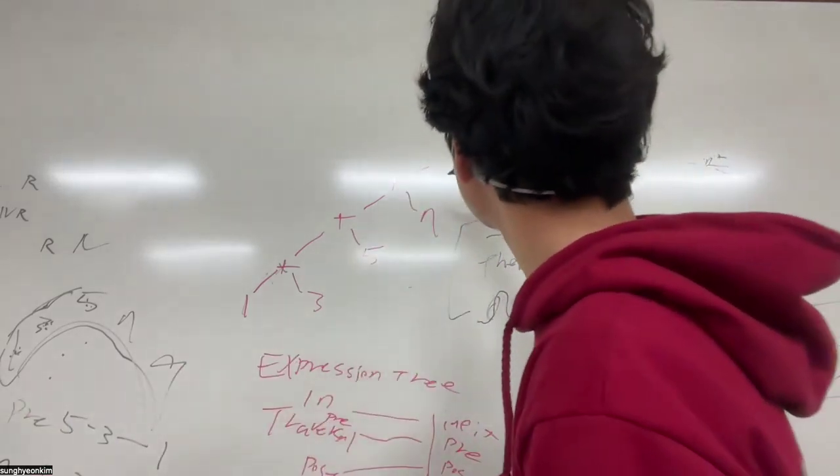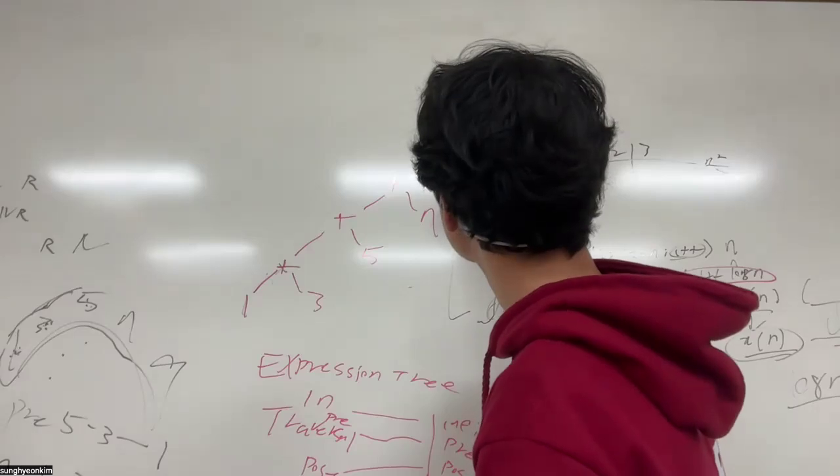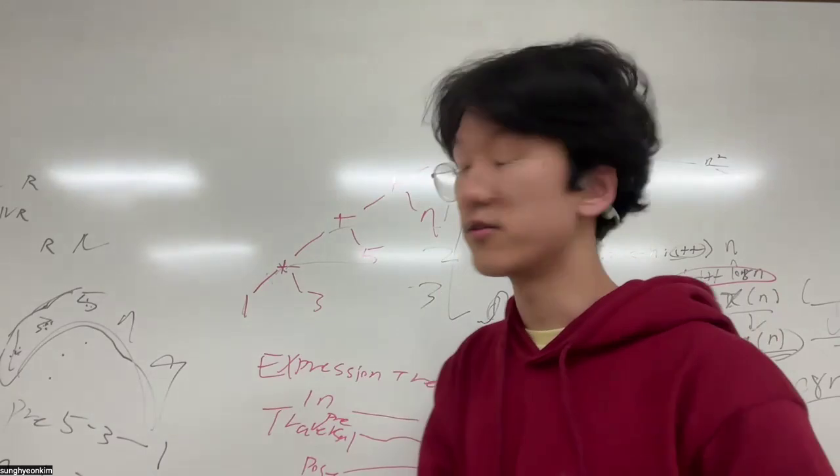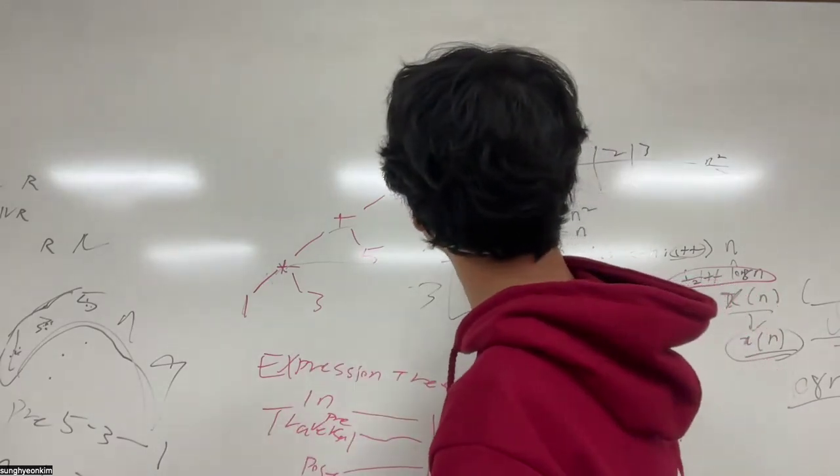Let's see, 3. This will be 0, 1, 2, 3. Then the level, it will be level.